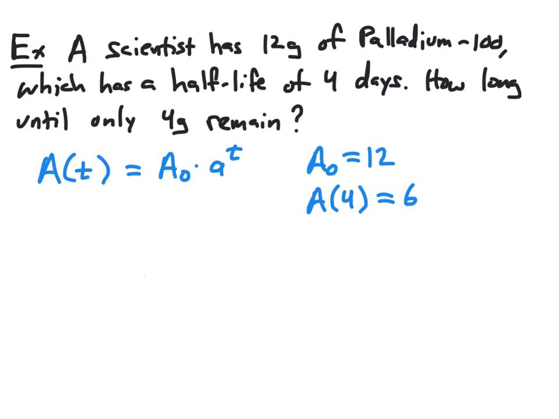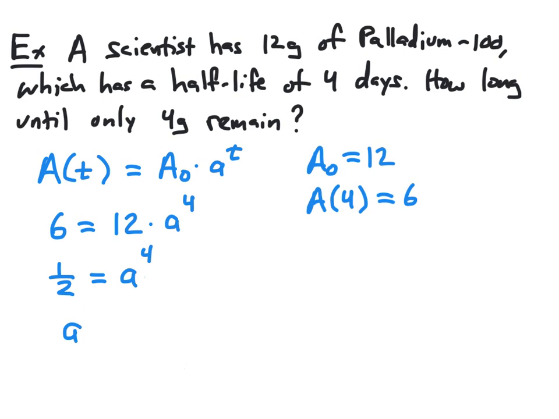We can substitute these numbers into our model, and we obtain 6 equals 12 times a to the 4th power. We're going to solve for a by first dividing both sides by 12. When we divide by 12, we get 6 over 12, which is just 1/2. And this is actually not surprising, because we chose 6 because it was half of 12. So with half-life, we will always end up with 1/2 on the one side, like in this case. And that is equal to a to the 4th.